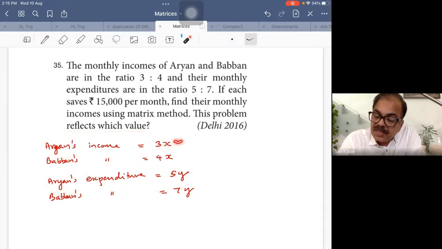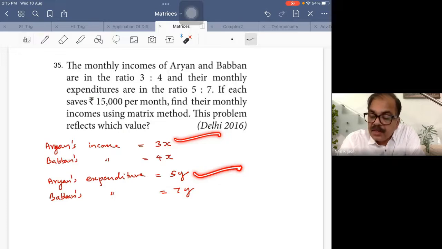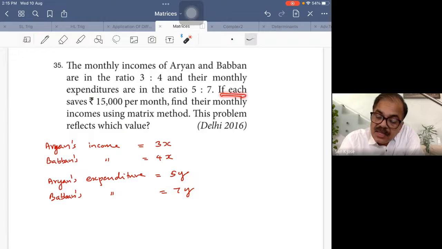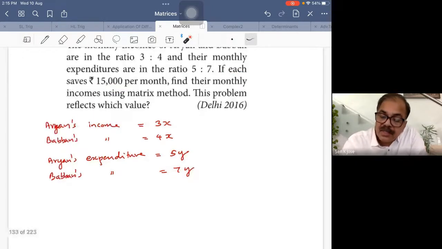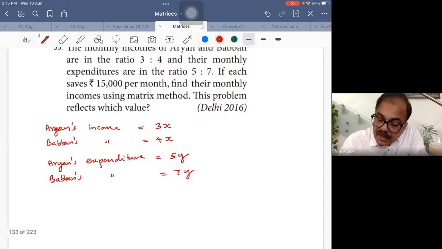So from 3x income he spent 5y. From 3x rupees which he gets, he spends 5y rupees. So how much is left with him? And that is going to be his saving. So 3x minus 5y will be his saving. And what do they say? Each of them saves 15,000 rupees per month. So we are going to say 3x minus 5y is equal to 15,000.